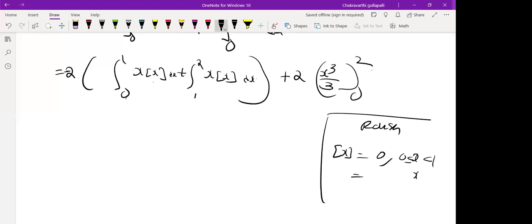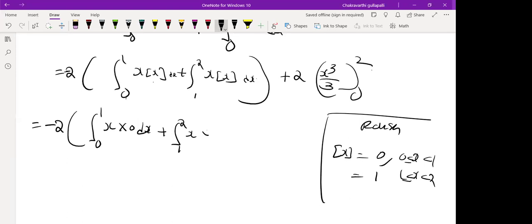Box x between 1 to 2. Substitute in this. From 0 to 1, it is 0. From 1 to 2, it is 1 to 2, plus 2 into 8.